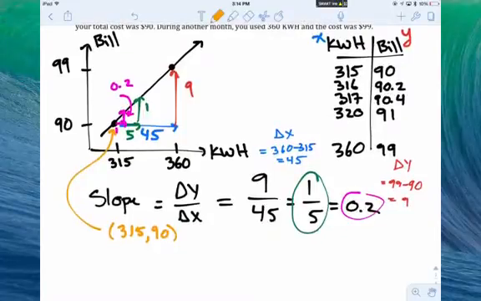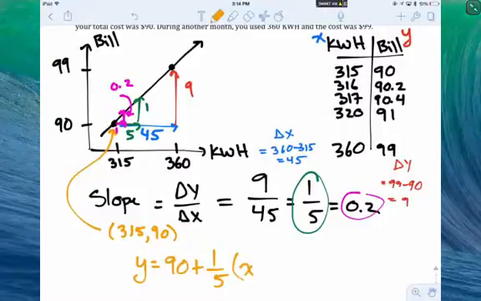So you can use the point slope form of a linear equation, or you can use your intuition and say, listen, the cost, your bill, it quote unquote started at $90. It increased at a rate of 20 cents per kilowatt hour, or a fifth of a dollar per kilowatt hour. But of course, this starting cost of 90 didn't happen when you used zero. It happened when you used 315.